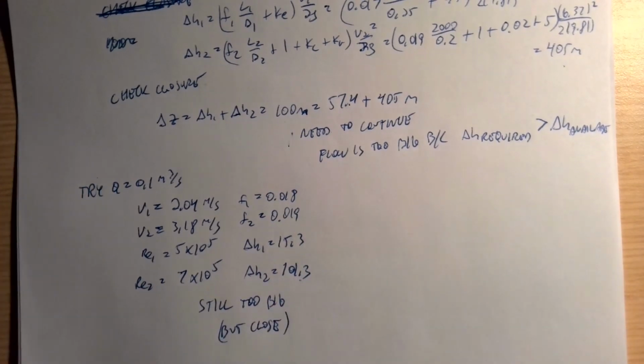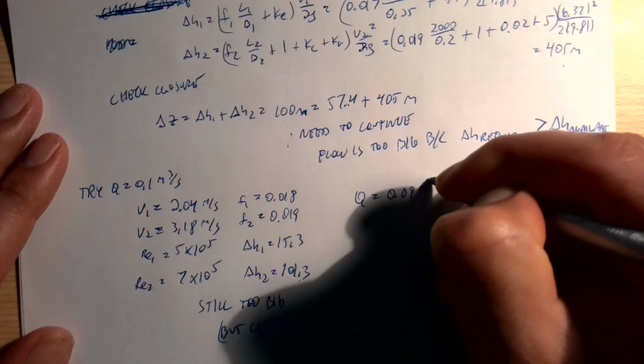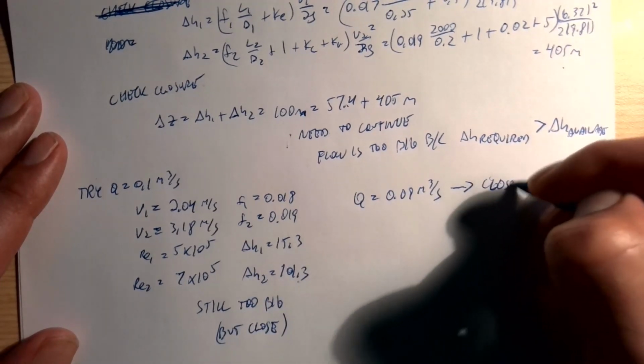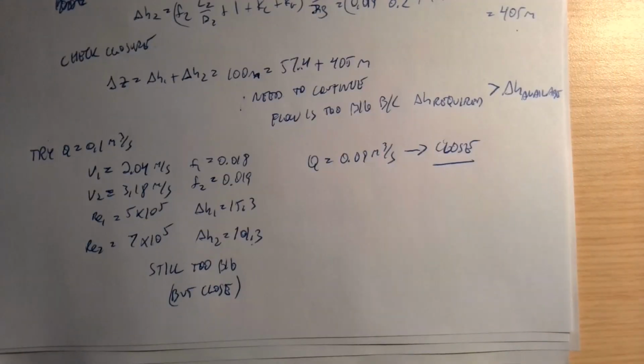Okay, so I'm going to need to pick another one, and if I do Q equal to 0.09 cubic meters per second, this is going to get me close. If I wanted to do this really accurately, I could do it in Excel.